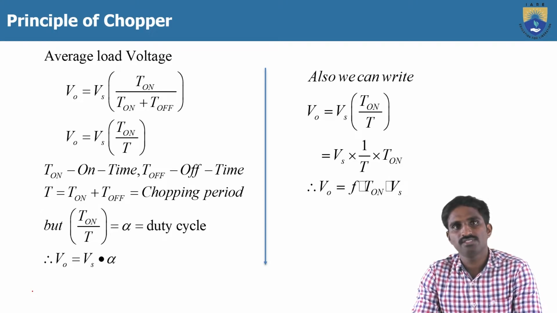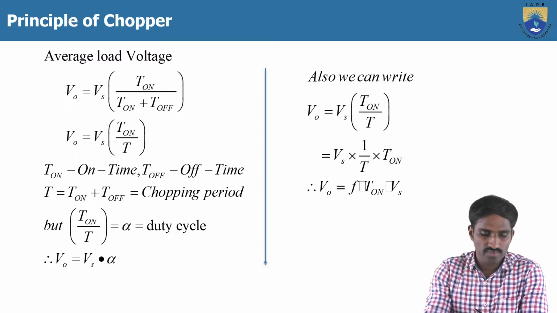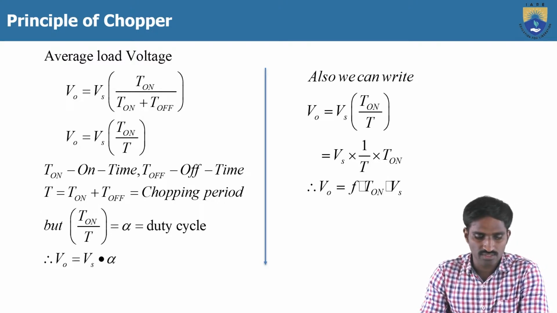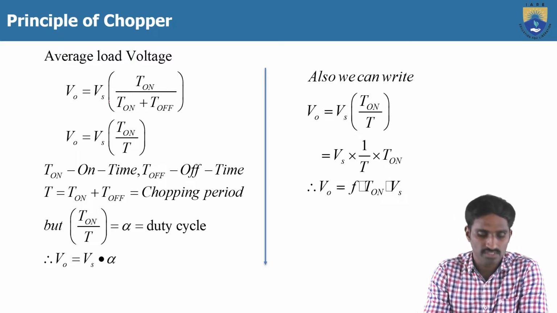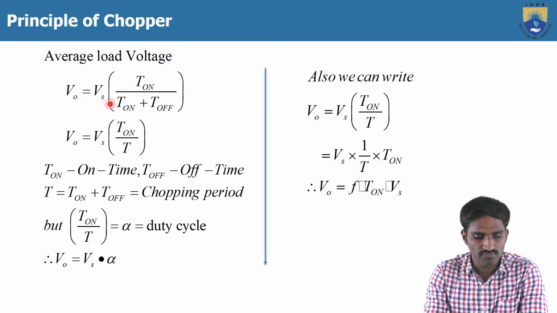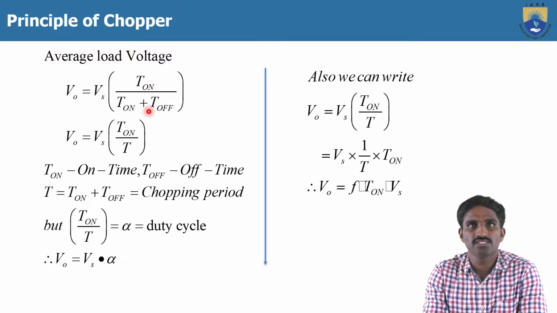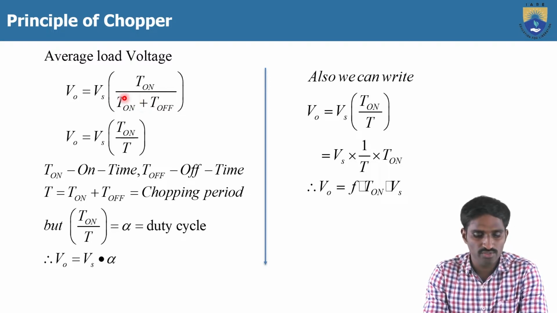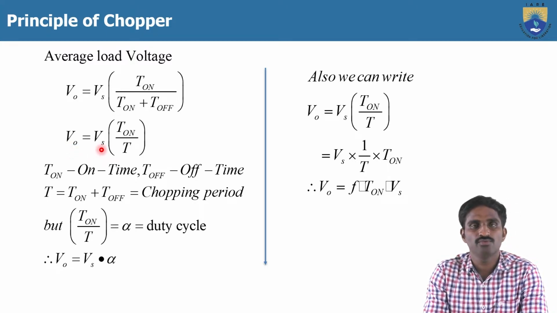Then how to find the relation between the input and output voltage. For that, I have made an equation. The average load voltage V naught is equal to Vs into T on by T on plus T off, because during the T on only you are getting the voltage, but during the T off you are not getting the voltage. But if you want to find the average value, again you have to take the total time period. Then this equation becomes V naught is equal to Vs into T on by T.